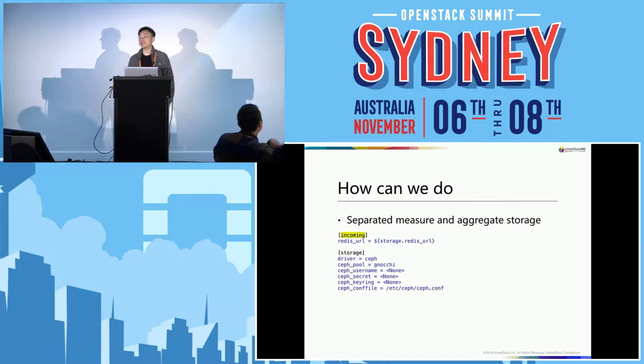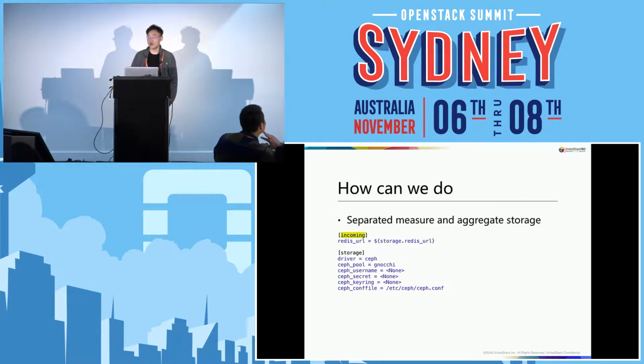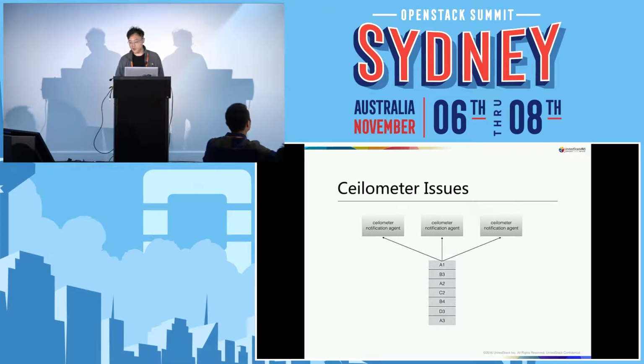In the Pike release, the newest release version of OpenStack, you can separate the configurations of the major storage and the aggregate storage. So you can set the incoming storage to use the Redis backend as the major storage, and for the backend storage, you can use Ceph, so it will relieve the pressure much. And the second one is the Ceilometer issues.